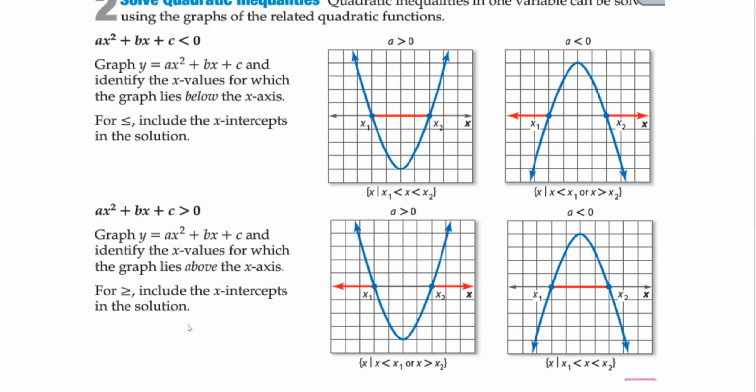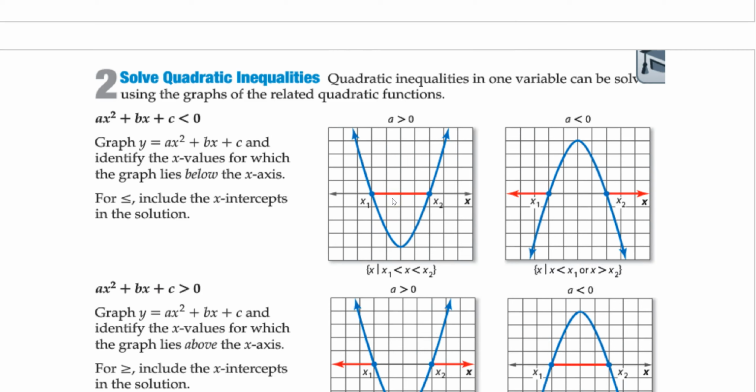Now the second part, they might want you to solve a quadratic inequality using graphing. Well, the way that works is this. Look at this picture here. If I want my expression to be less than zero, where's the graph less than zero? From here to here. So your answer is between those two points, x1 and x2.